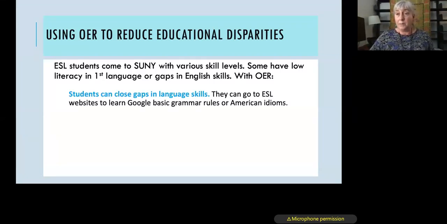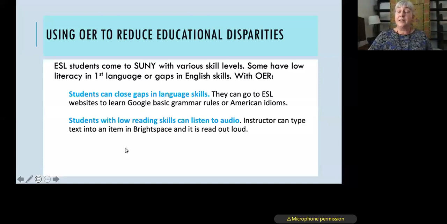They can go to ESL websites, and I provide them links to those websites. They can just Google the basic grammar rules. They can Google idioms, which can be extremely confusing. I mean, what does "shoot the breeze" mean if you're not a native English speaker, as well as many others.